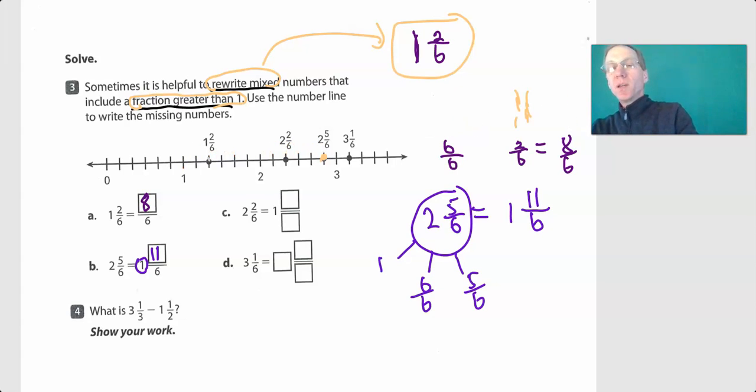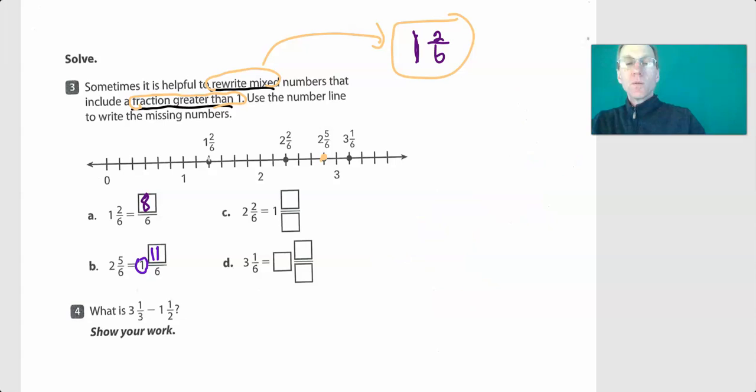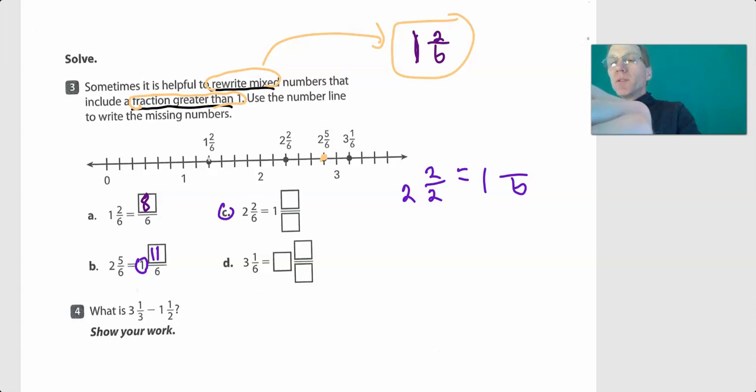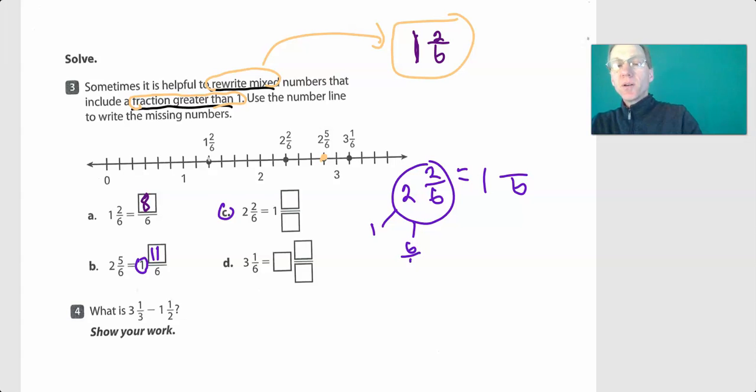I'm just going to give myself a little space. Okay, let's do letter C. 2 and 2/6 equals 1 and so many sixths. Oh, I made a mistake, not 2 and 2 halves, 2 and 2/6, sorry. So again, let's break it up. We have 1 whole pizza, cut 1 up into 6 parts. So we got a whole, 6 out of 6, and 2/6. That gives me 1 whole and 8/6.